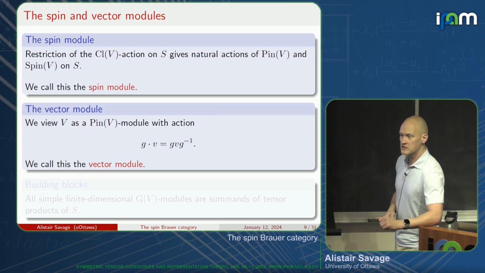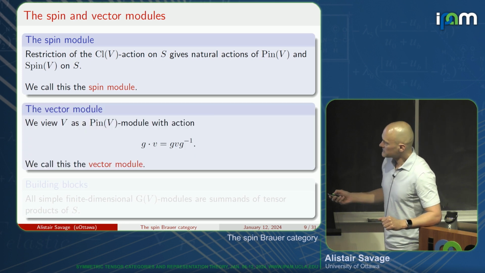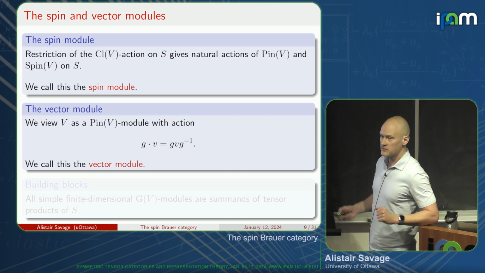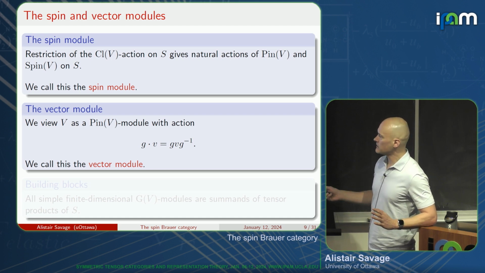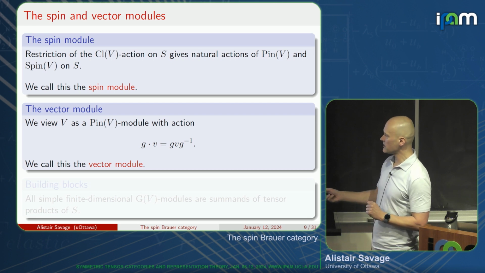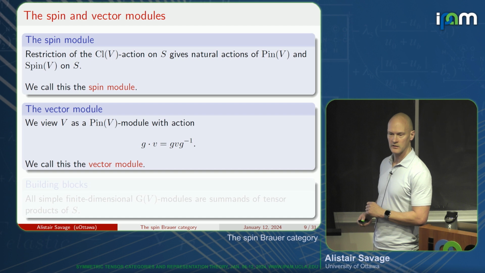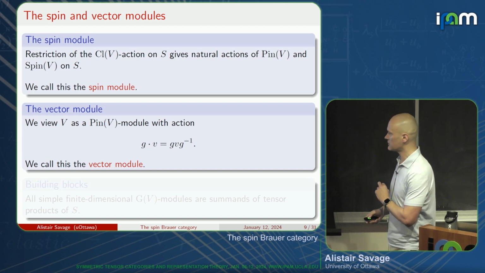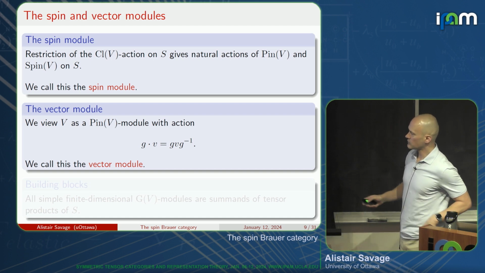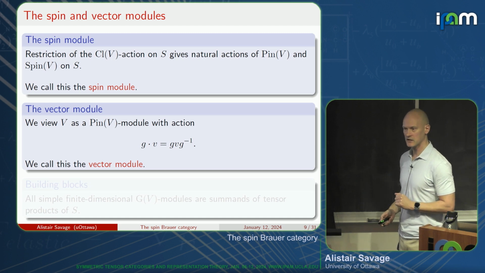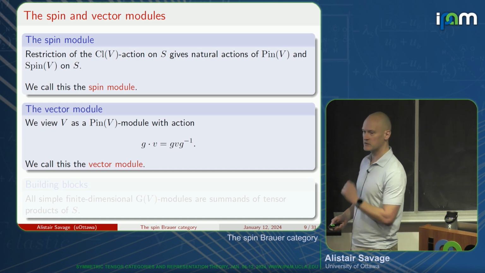And then the other important one is the vector module. So we can view this vector space V that everything was built from as a module over pin by conjugation. This is almost the thing we saw before, except I don't have this sign here when I was describing this short exact sequence. It turns out a bit better for what I'm going to do next to not include that sign here. Okay? So this is the vector module.